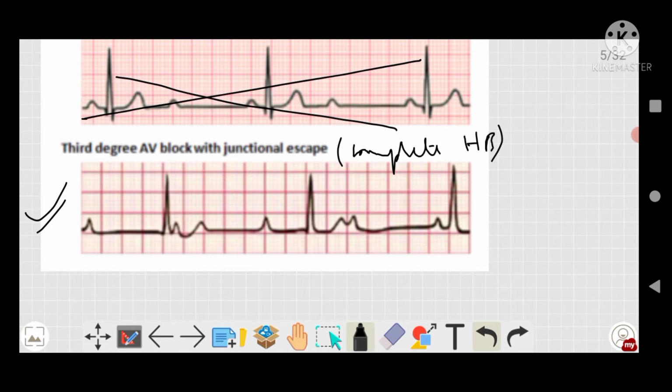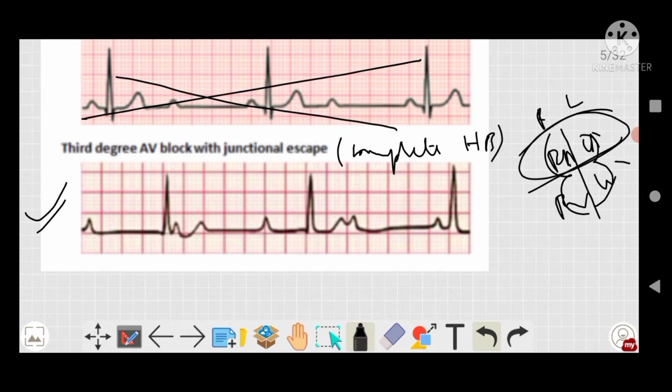So here, you know, the atria and the ventricles. Let's draw it for you to understand. This is your right atrium, left atrium, and this is your right ventricle, left ventricle. So this part is atria, this part is your ventricle, right? If the atria beat, it will give P waves. If the ventricles beat, it will give QRS. Just for a simple understanding.